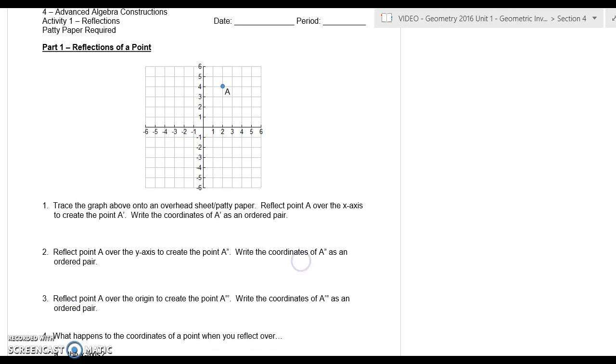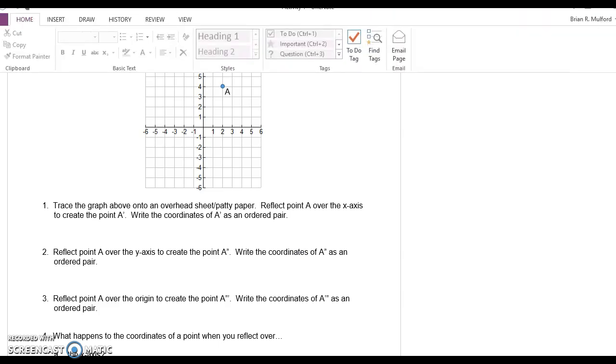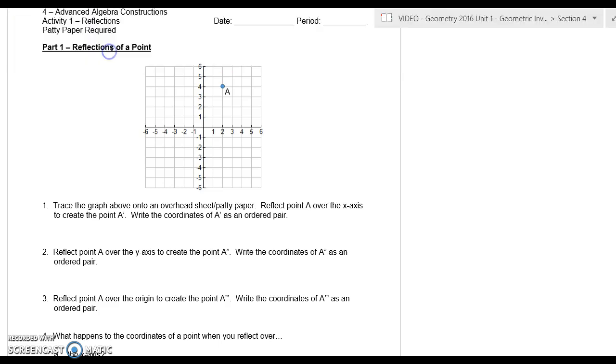So we have a point here at 2 comma 4. I'm going to go ahead and write out that point, 2 comma 4, so I know exactly what I'm dealing with. So 2 and 4. And in question 1, it says trace the graph above onto an overhead sheet or patty paper. Again, I can't do that on the computer, so just bear with me here.